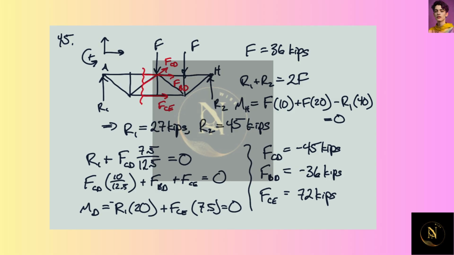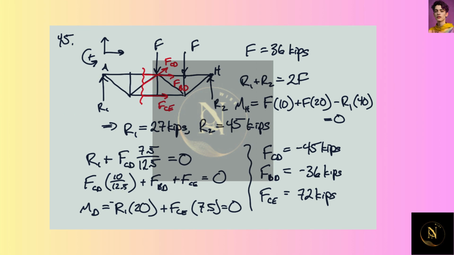But first, we need to look at the overall system, so we can figure out what these reaction forces are. And since the loading is not symmetric, they won't be the same. But we know their sum has to be 2F, and F was given as 36 kips.